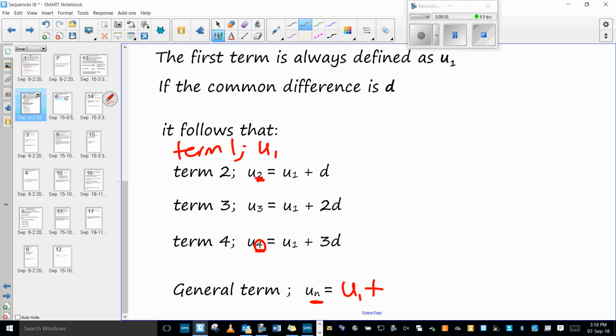What is the connection? What secret number do we have here? 1. So here N was 2 and that's 1. Here this was 3 and that was 2. So it's N minus 1. Nice. So that is the rule for the general formula for any term number in any arithmetic sequence.